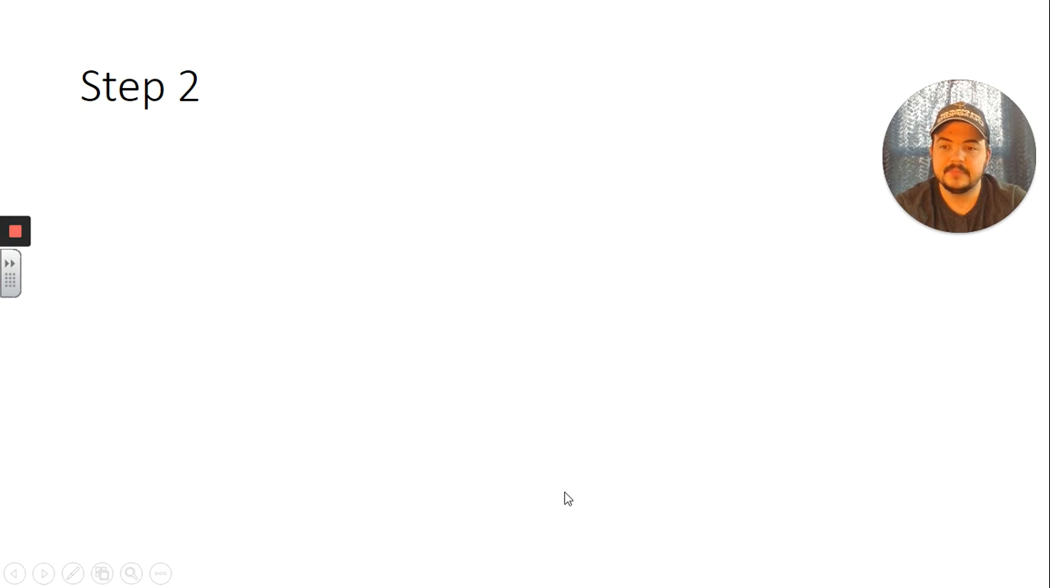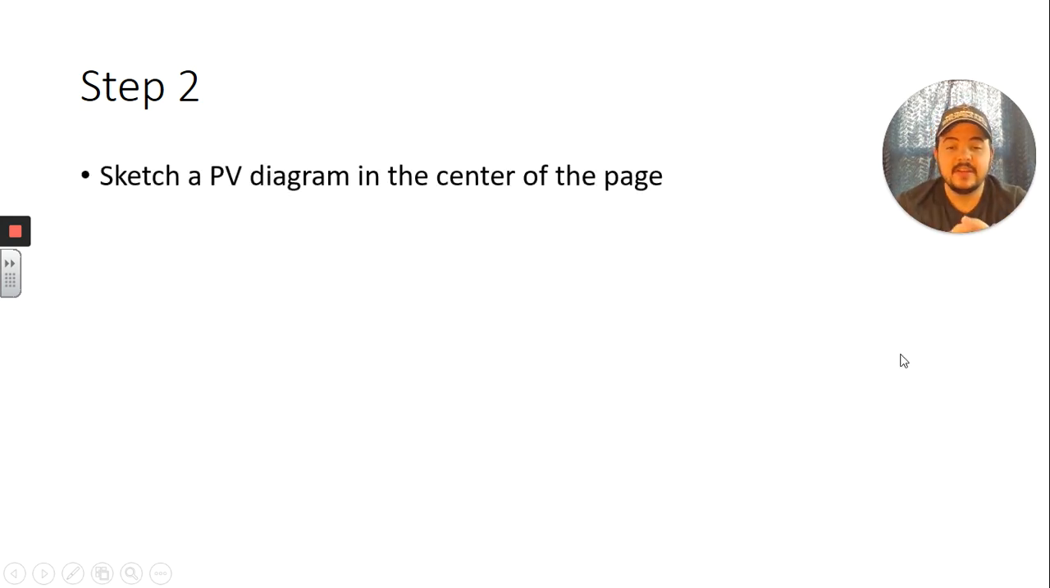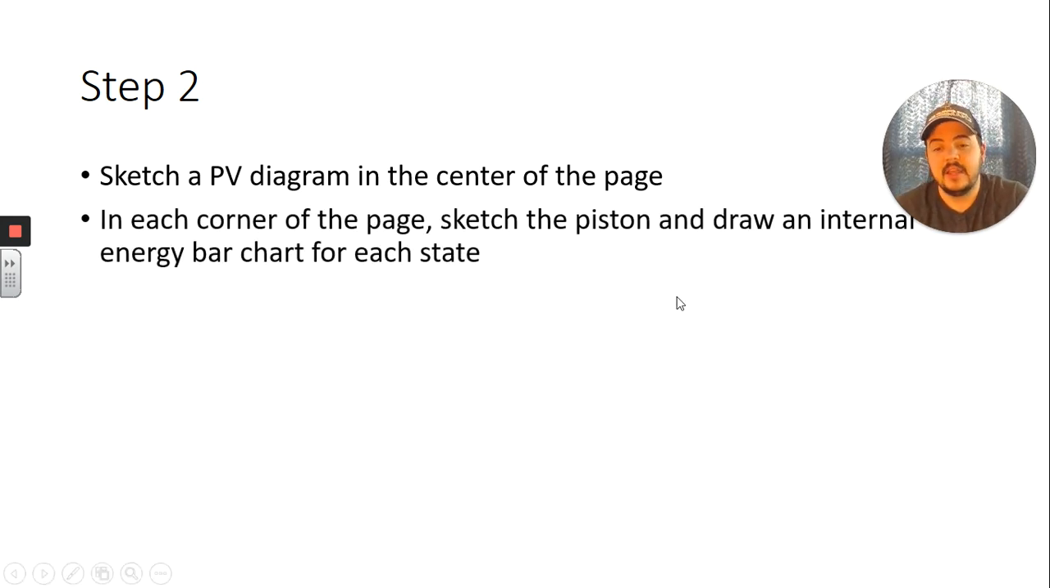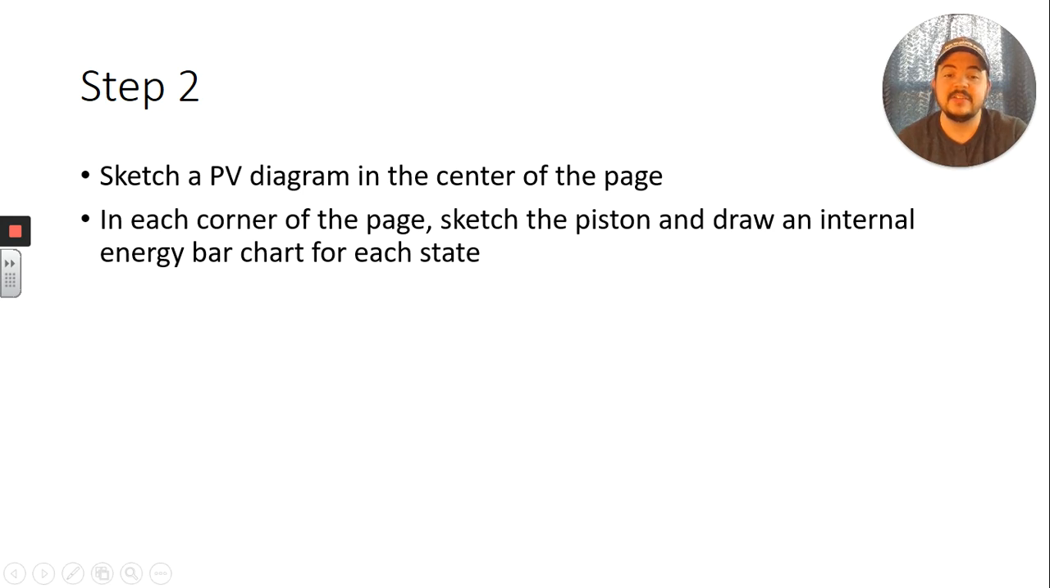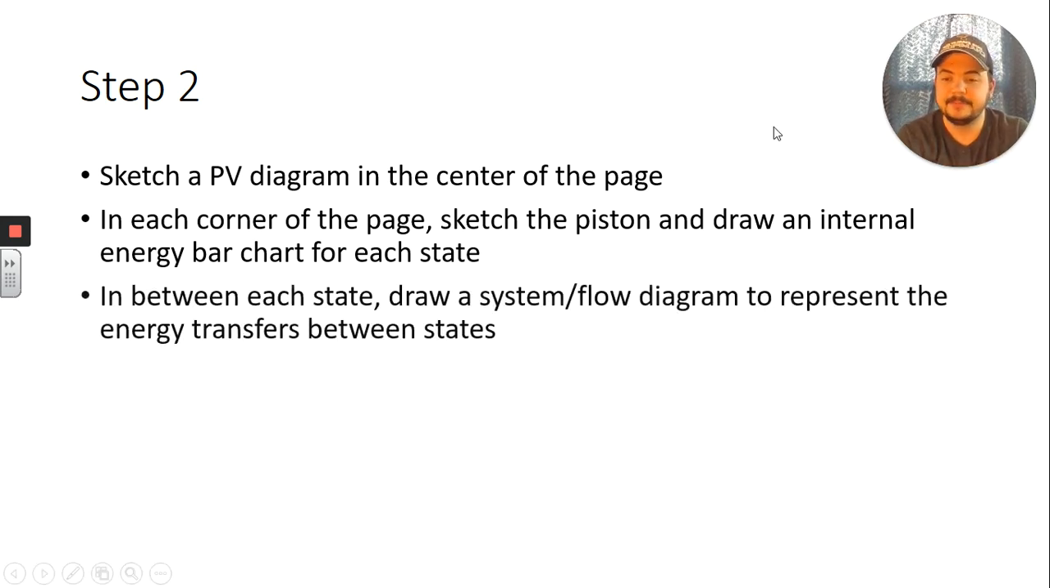Let's take a look. So we want to sketch a PV diagram in the center of the page. This should take up an entire piece of paper, what we are about to do. In each corner of the page, we want to sketch the piston so we get a picture of what the piston looks like at that state. And we want to draw a bar chart representing the internal energy of the gas inside of the cylinder.